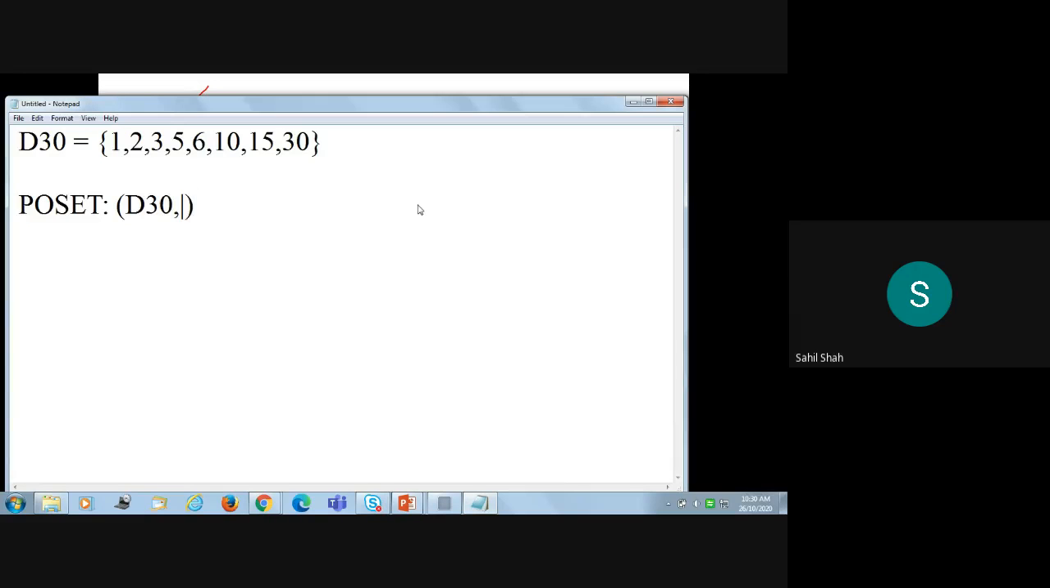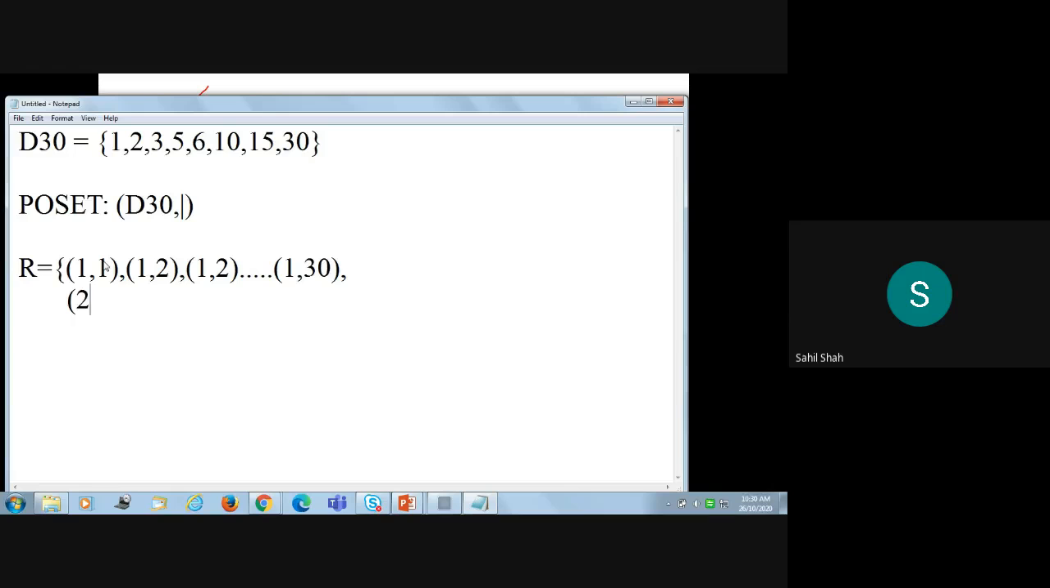divides. So now you are going to write the relation. What is the relation? What are the pairs in the relation? You are going to apply this divides relation for these elements. So I will have the first pair: whether 1 divides 1, yes. Whether 1 divides 2, yes. Whether 1 divides 3, yes. It is going to divide everything. Okay. Further, what can I write?